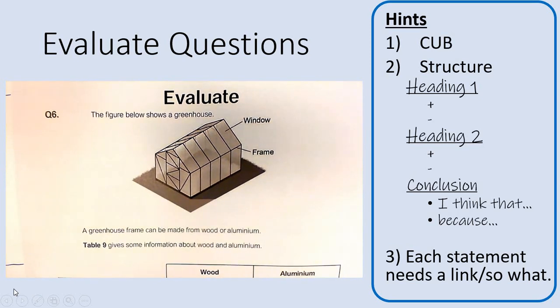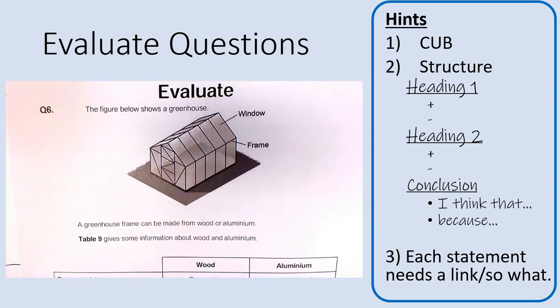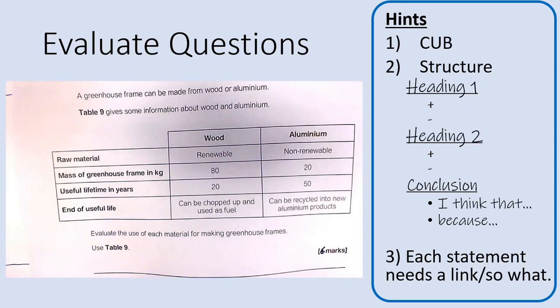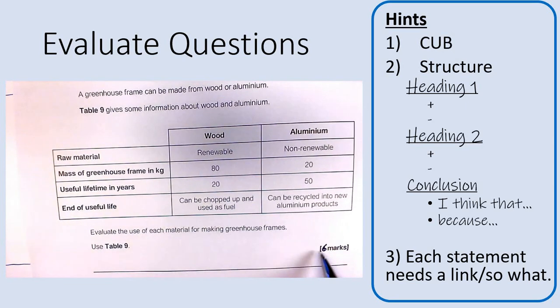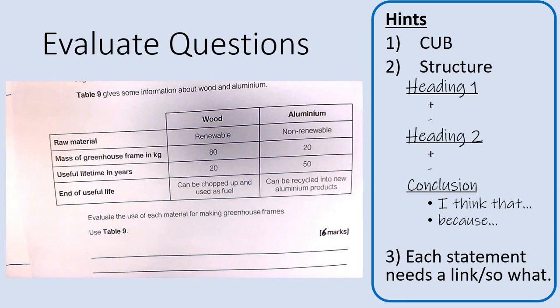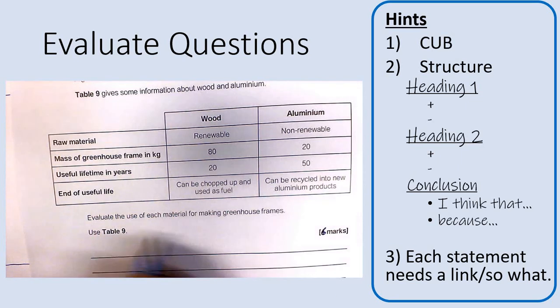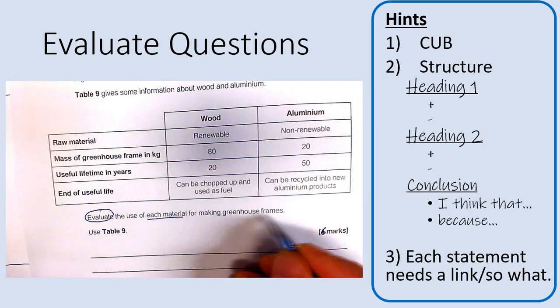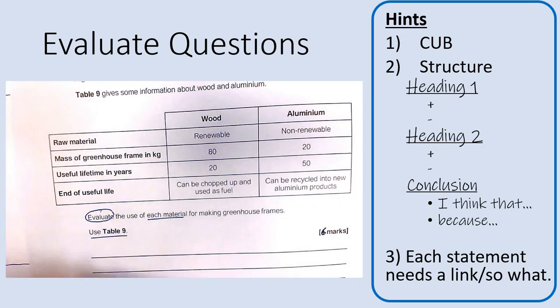Okay, so a different type of question now, an evaluate question. Gives you some information, gives you a table, and then the question comes here. I've changed this question to a 6 mark, even though it was originally a 4. It's more likely to be a 6 in the exam papers. So, circle evaluate the use of each material for making greenhouse frames. Use table 9. Okay, that's key, and 6 marks.